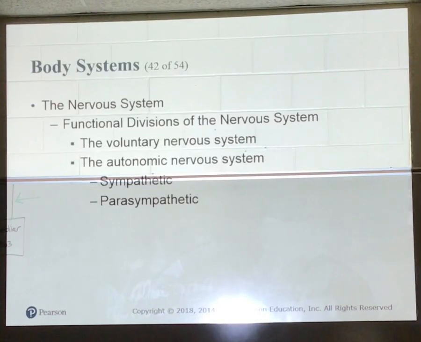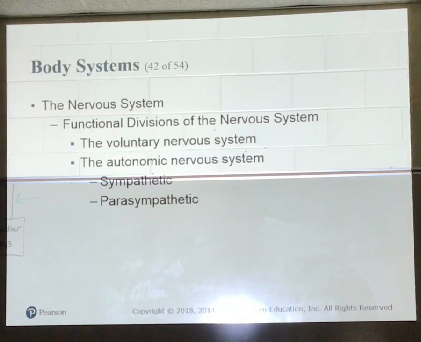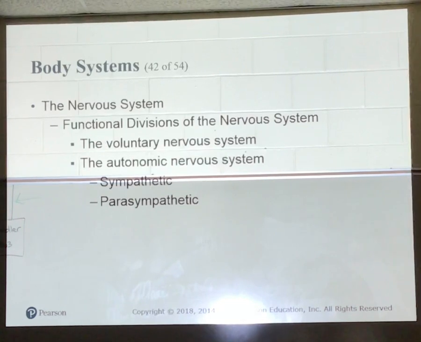The functional divisions of the nervous system are the voluntary and the autonomic. The voluntary nervous system influences the activity of skeletal muscles and movements. Autonomic, as the name implies, is automatic. It influences the activities of muscles and glands. It is partially independent of the rest of the nervous system.